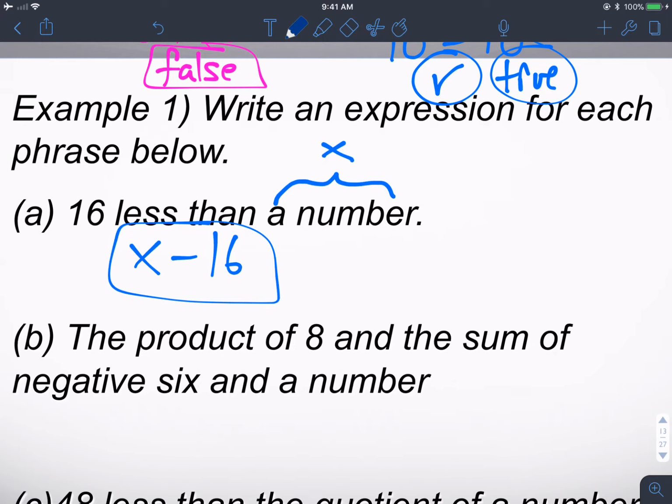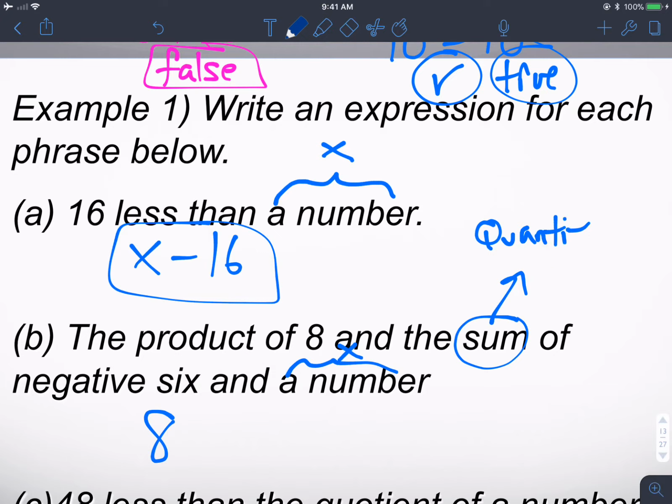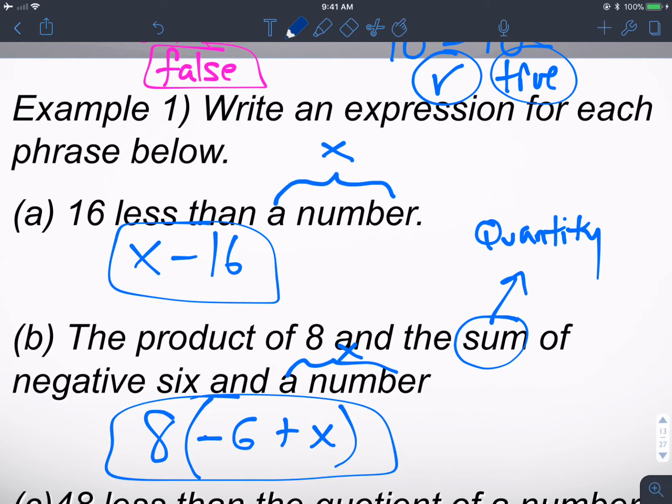The product of 8 and the sum of negative 6 and a number. We know by now that this is going to be x. The product of 8. Product is multiply. So product of 8, and we said last time that this thing kind of means quantity with adding, which should tell you parentheses. Sum of negative 6 and a number. Okay, a couple more of those.